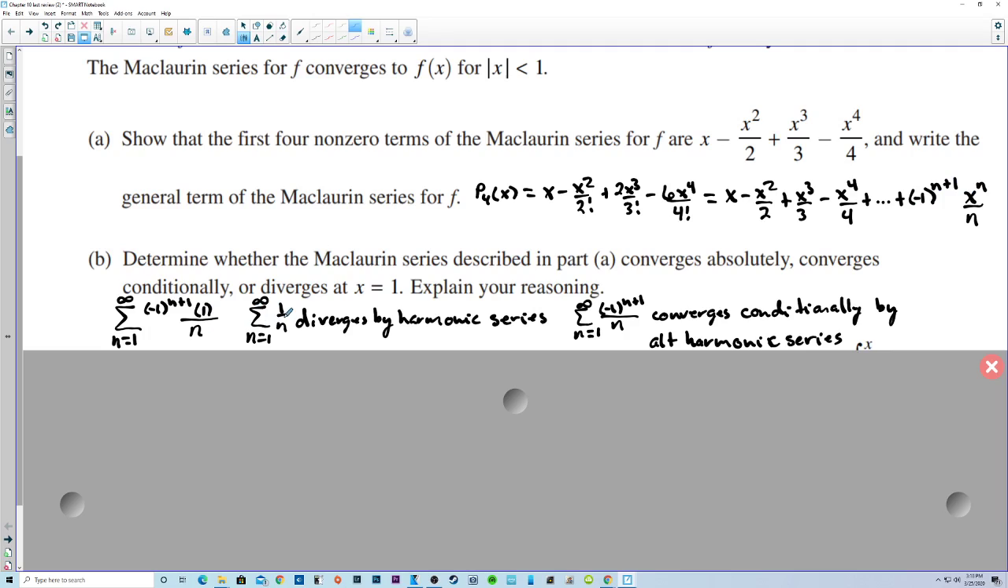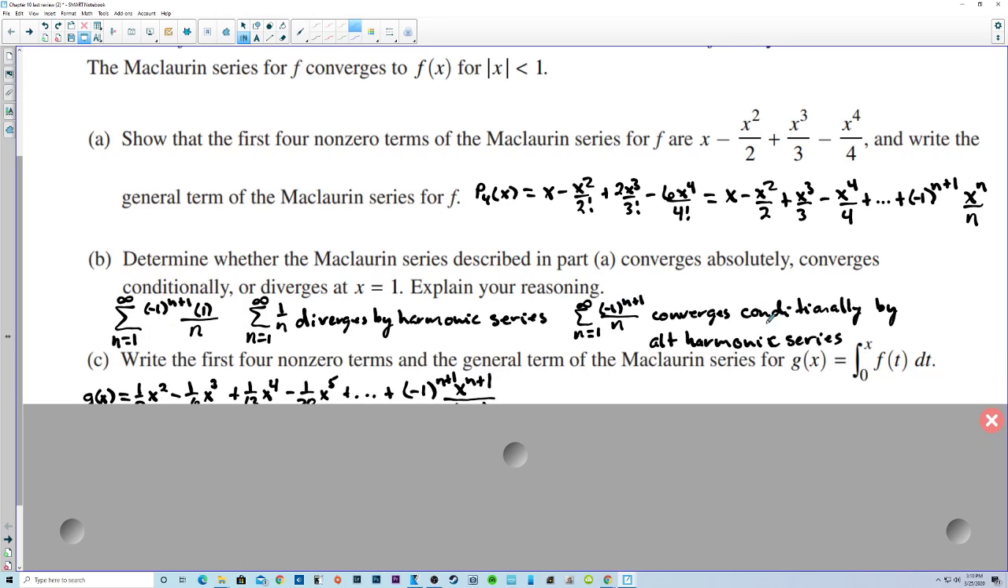Now, if we take the absolute value of this, it becomes the harmonic series. So the harmonic series diverges, and then if we go back to the original to see if it converges conditionally, it does converge conditionally by the alternating harmonic series. So there it is.